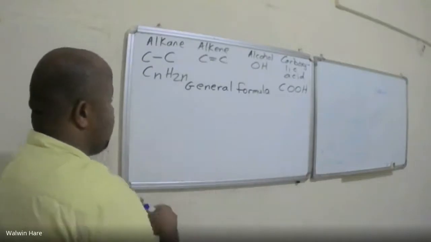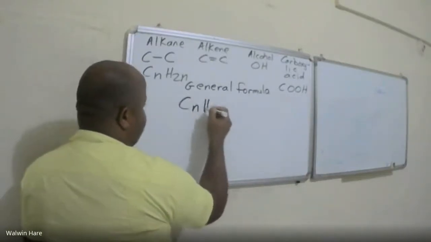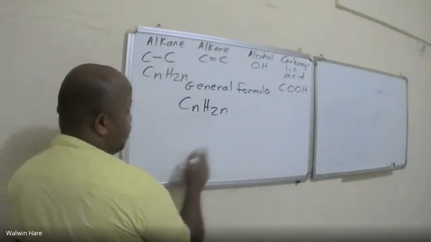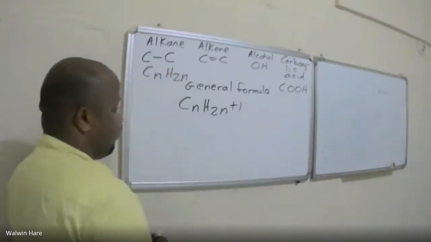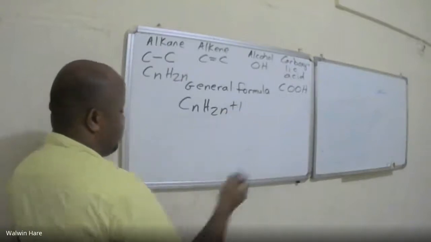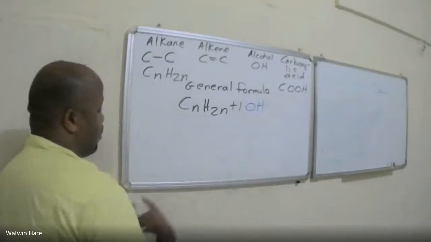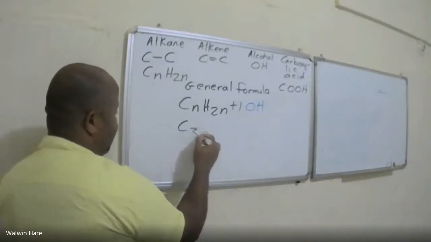All right, so let's do alcohol now. Alcohol is CnH2n. As I said, all of them start with CnH2n. For the alcohol, you will add plus 1. So it's CnH2n+1. Then you will add back the functional group. So let's work an example. Let's say we have 3 carbons.